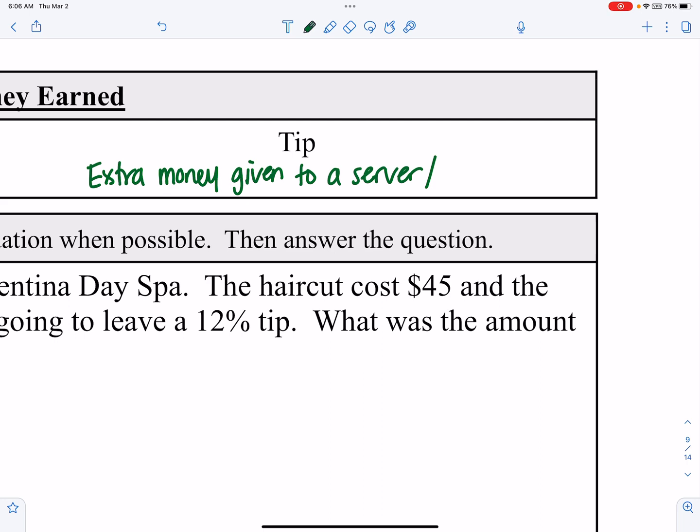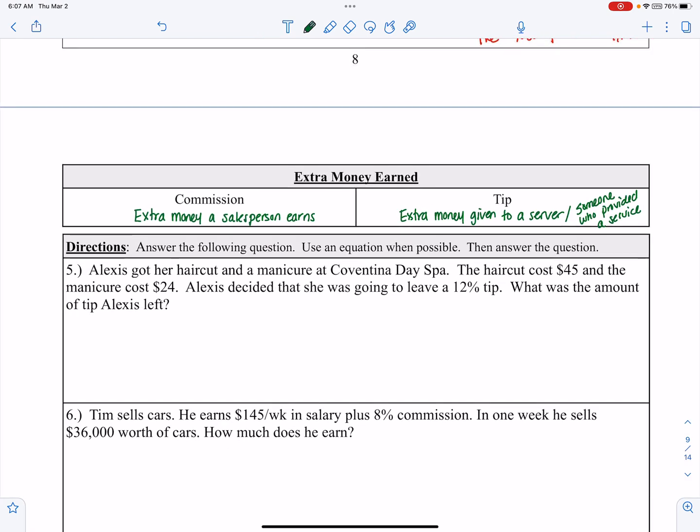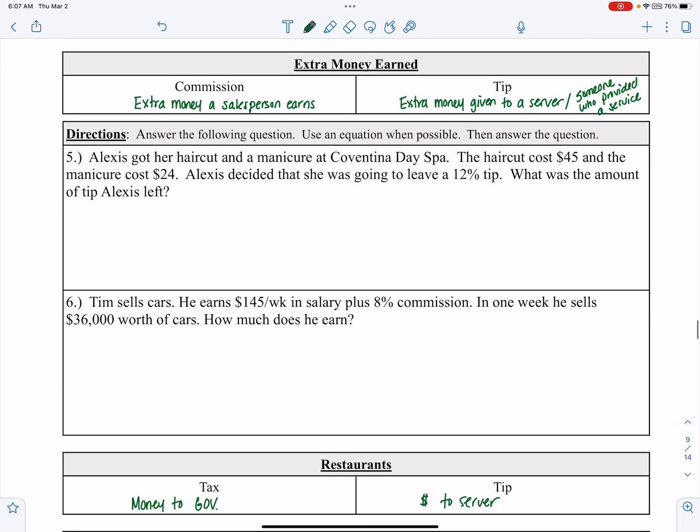Let's see. Someone who provided a service. So it could be a server at a restaurant, or it could be someone who did your hair or something like that, are common tips. So here we go. This is nothing new. We have to answer the question, use an equation, and answer the question itself.